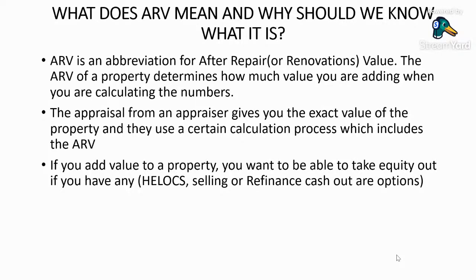Right, so reading on, it says the ARV of a property determines how much value you are adding when you are calculating the numbers. Right, in real estate, one thing you'll learn is numbers talk, BS walks. That's a fact. Right, the numbers got to make sense. You got to be able to calculate certain things. You can get a bad deal by not calculating something. That's how critical these numbers are. Right, you can miss a couple of small steps and then be like, damn, how did I end up here?